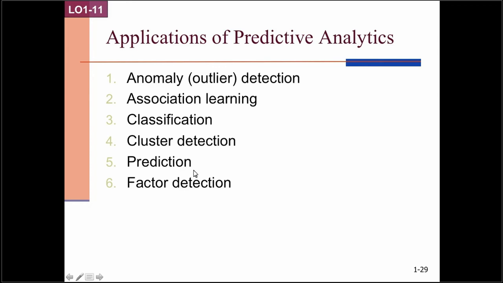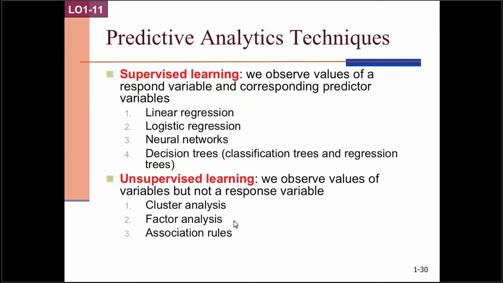Prediction, one of them is forecasting, the weather forecasting or the market forecasting, Wall Street forecasting. Factor detection, this is the one that tells you which of the variables are the most important to help you predict what's going to happen in the future. There are 2 types of techniques in predictive analytics. One of them is called supervised learning, which means we know what our response variable is, we know what we are trying to predict. Unsupervised learning, we don't know.